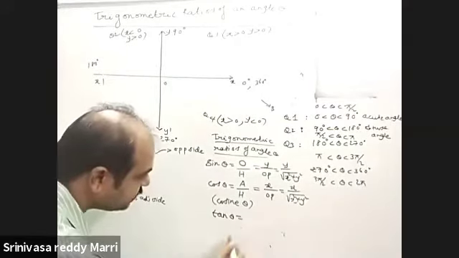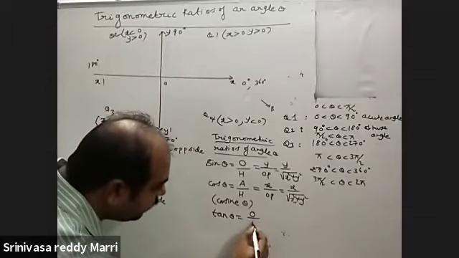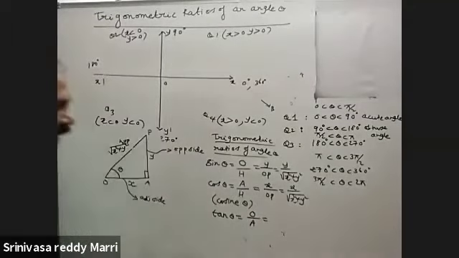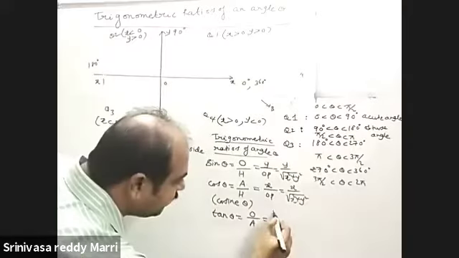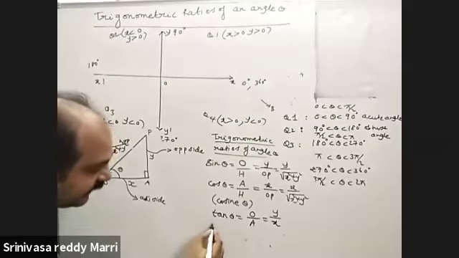Now look at tan theta. Tan theta is nothing but opposite divided by adjacent side. Opposite divided by adjacent side means y divided by x. This ratio is called tan theta.